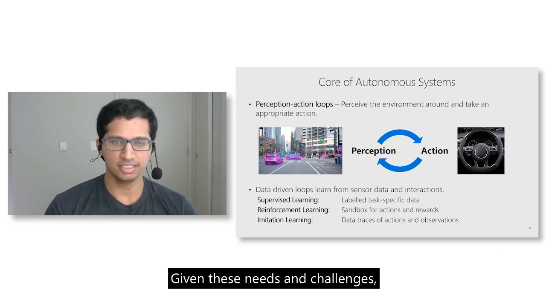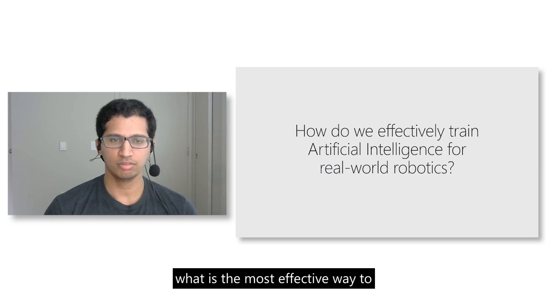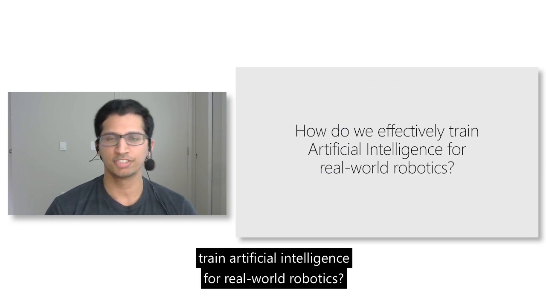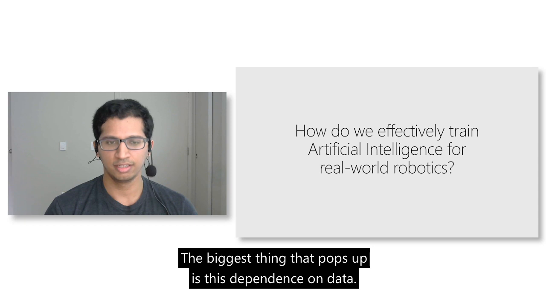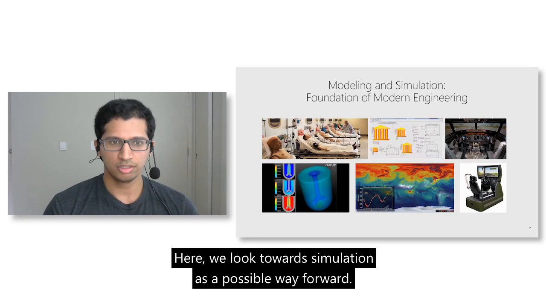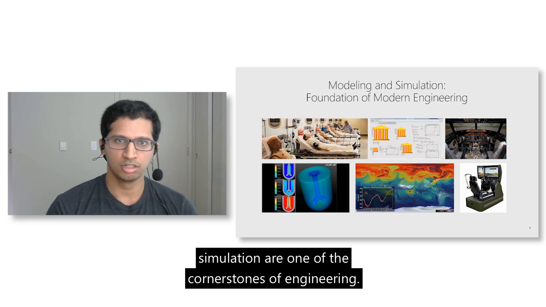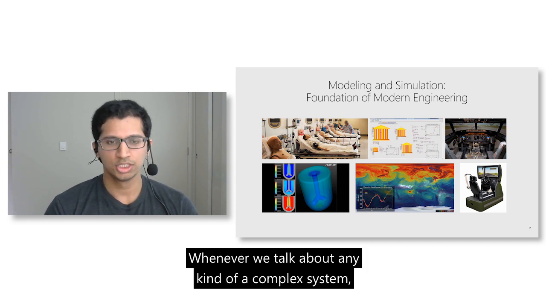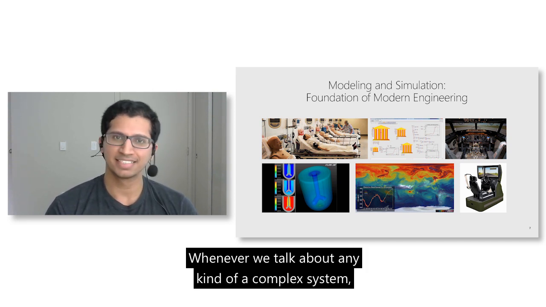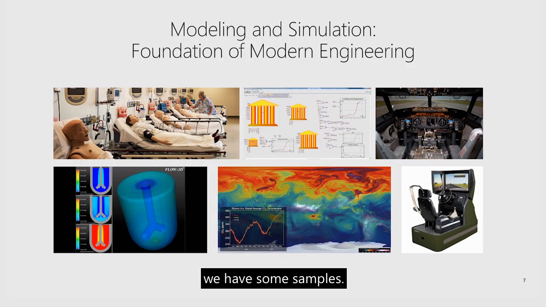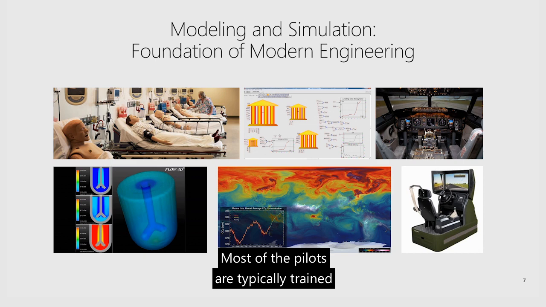So given these needs and challenges, what is the most effective way to train artificial intelligence for real-world robotics? The biggest thing that pops up is this dependence on data, right? So here we look towards simulation as a possible way forward. As we all know, modeling and simulation are one of the cornerstones of engineering. Whenever we talk about any kind of complex system, think of, for example, an aircraft, right? Most pilots typically train on simulators before they move to real aircraft.